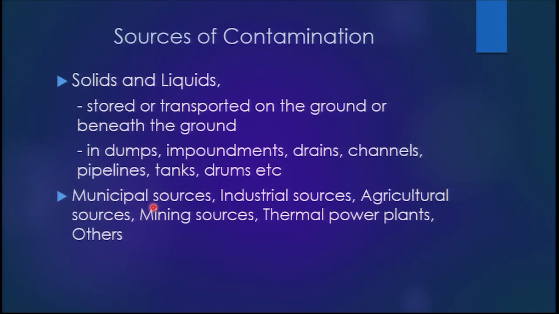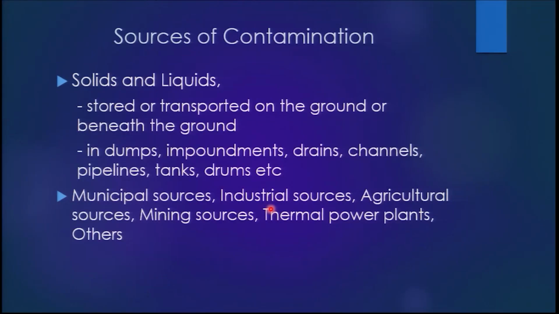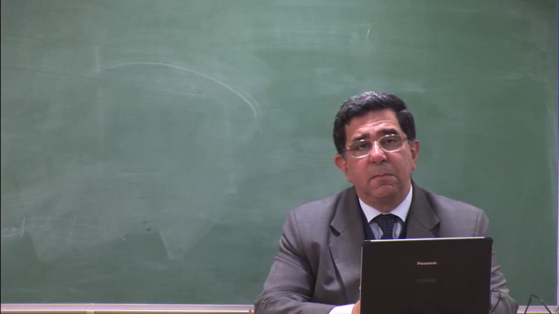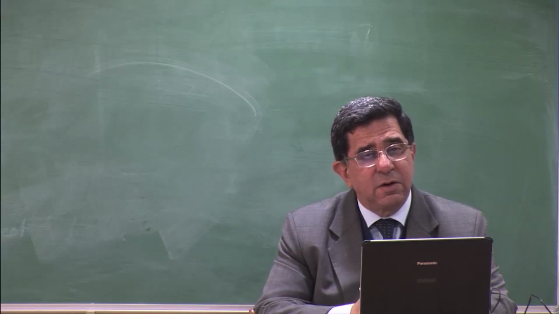The contamination can come from municipal sources. That means they can originate from an urban environment. They can come from industrial areas. They can also come from the agricultural sources, mining areas, thermal power plants, and others. So we have not covered everything, but these are the major sources from which we do know that ground contamination and subsurface contamination occurs.